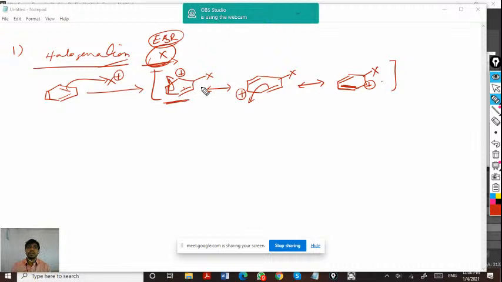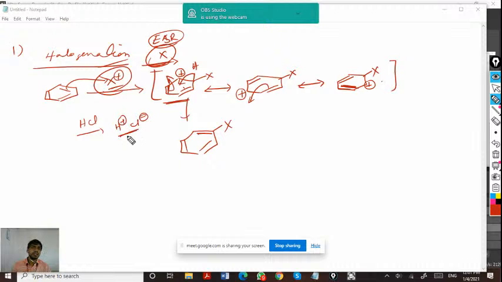Once the hydrogen leaves as H plus, it results in the substitution of the halogen. So this is about the product. Now, how to make the halonium ion? Generally with halogens, if I take HCl, H plus and Cl minus will form.